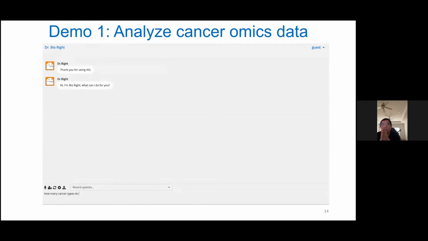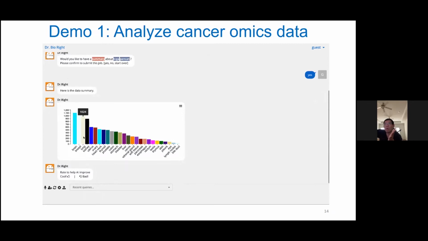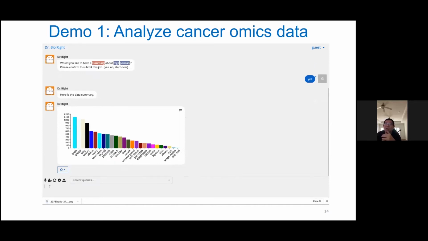Say you want to ask a question, say, how many cancer types do you have in TCGA? That's even simple. And then DrBioRight essentially understands this natural language. It asks you to confirm, do you want to have a summary about TCGA cancer data? Once you confirm yes, then DrBioRight will go to the literature, go to the data cohort, get the analysis, and generate this bar plot where you not only know the cancer type, but also know the sample size for each of this cohort. And of course, you can also download this figure for your own analysis or presentation.